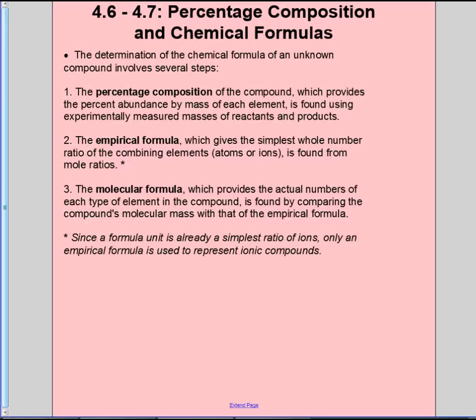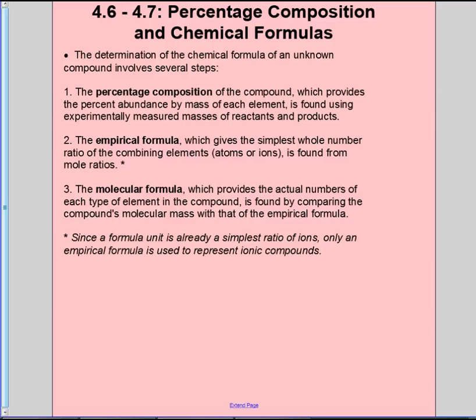Now, going back here, we know what percentage composition is. The empirical formula needs to be defined. The empirical formula is the simplest whole number ratio of the combining elements, whether they be atoms or ions, and it can be found from mole ratios.